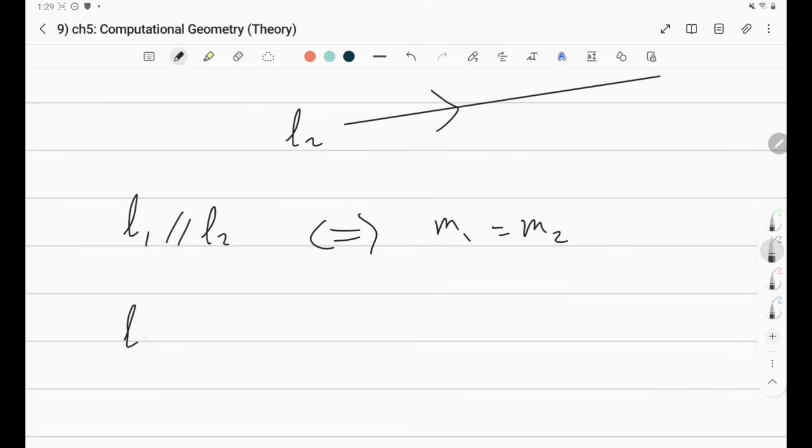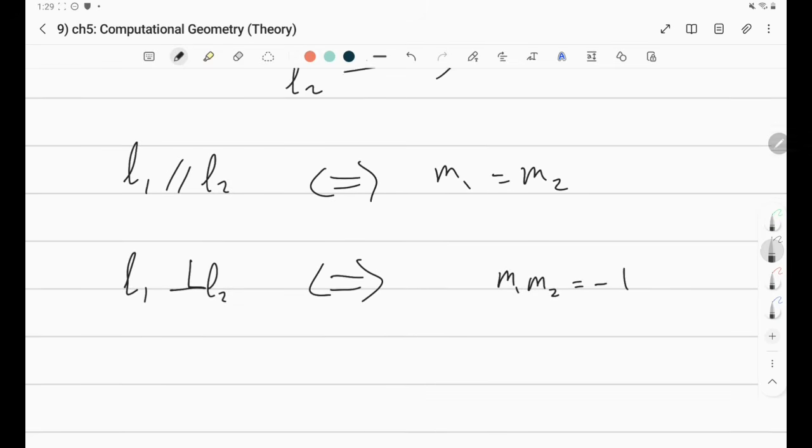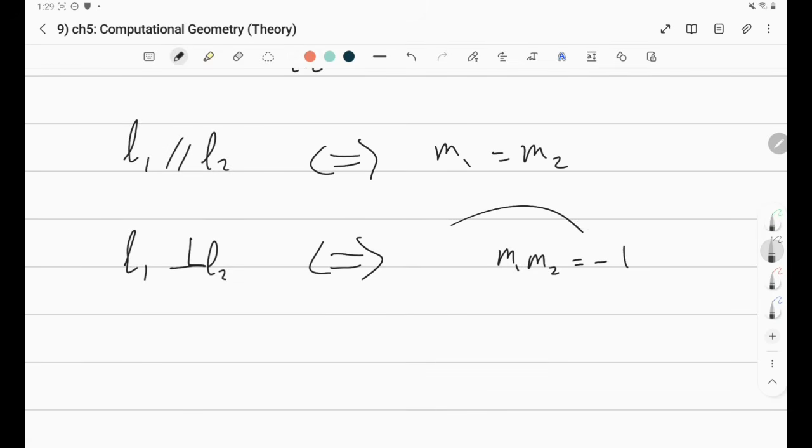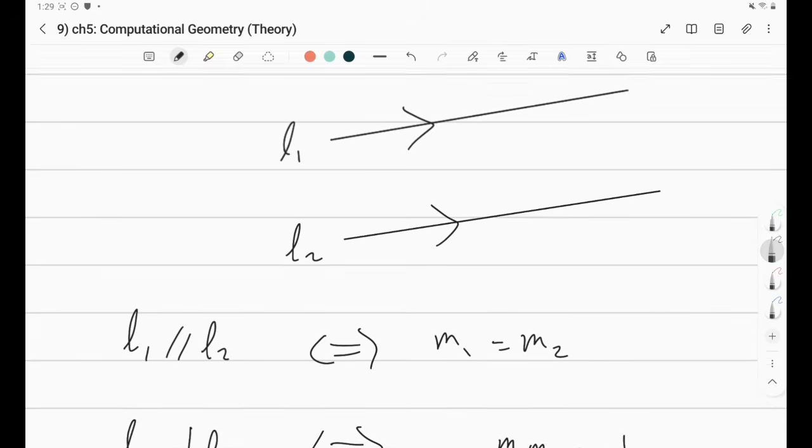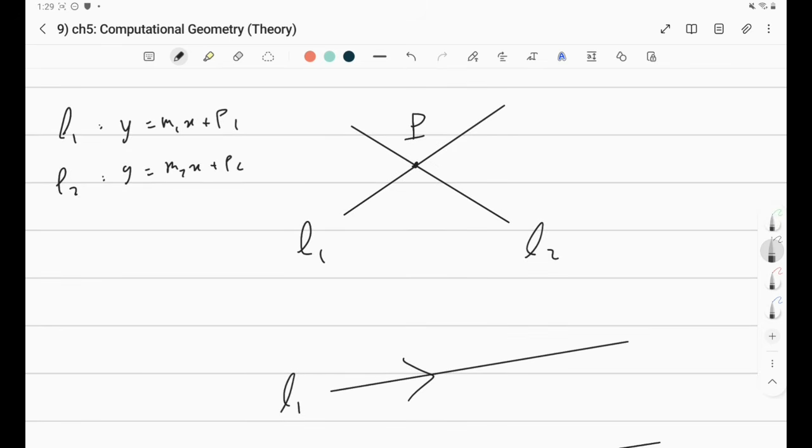Same thing for perpendicularity. To check perpendicularity, we just need to check that the product of the slopes is -1, right? Again, remember that one of them should not be vertical. If you have a vertical line, then there is no slope there. So you can also figure it out from here. Perpendicularity is very cool with Cartesian coordinates, and parallelity as well, and intersecting lines.